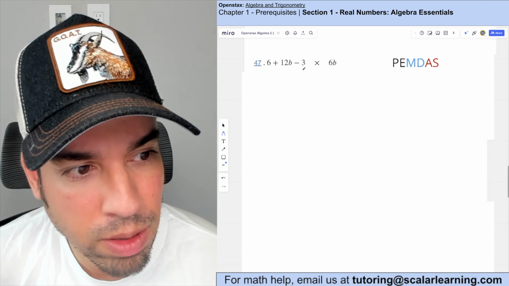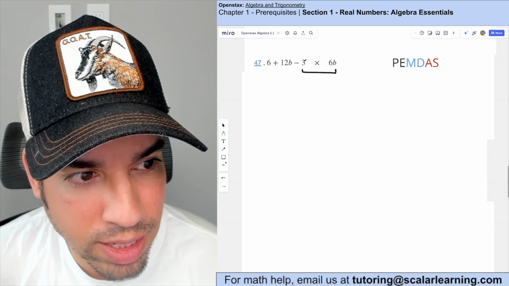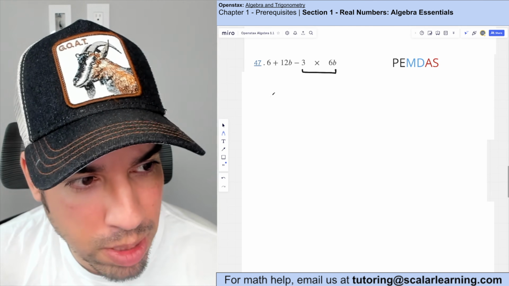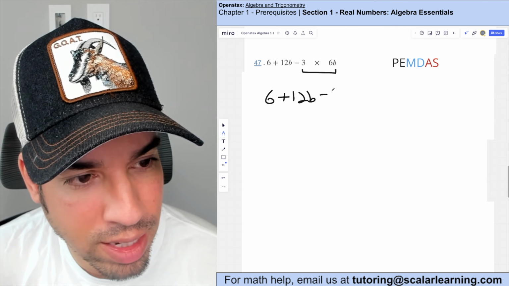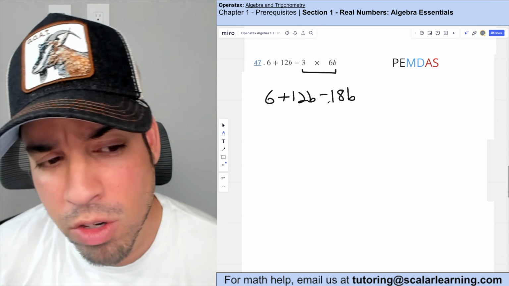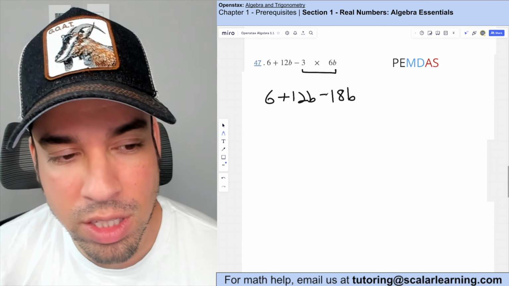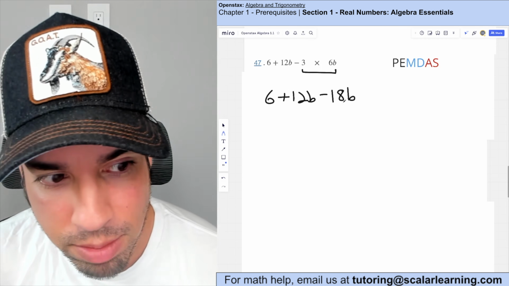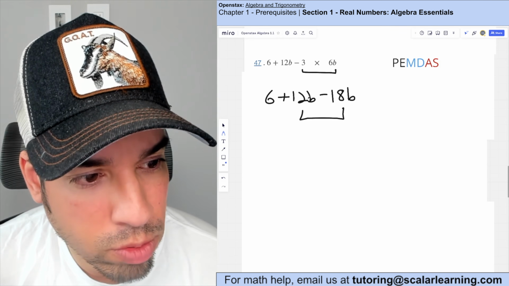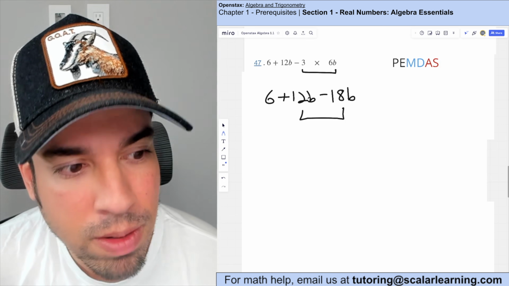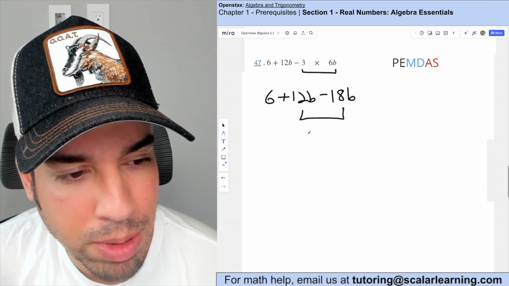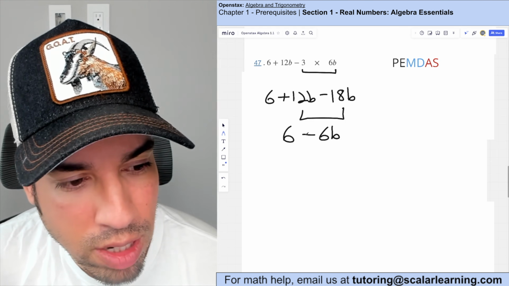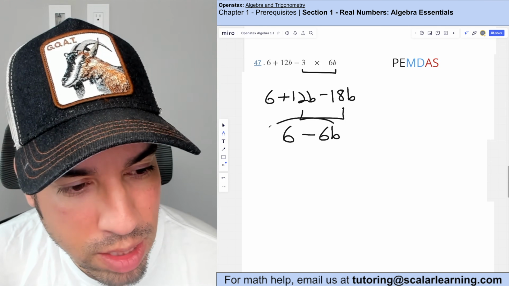So first things first, I'm going to carry out this multiplication because I can take that negative 3 and multiply it against the 6 coefficient of the b. So negative 3 times 6 is negative 18. Again, you might be saying, why are you calling it negative? It's minus. It's essentially the same thing. We can either call this plus negative 18b or minus 18b. Now I got two like terms, 12b and negative 18b. So 12b minus 18b is negative 6b. And then we still have the 6 out here. Since these are not like terms, 6 minus 6b is the answer.